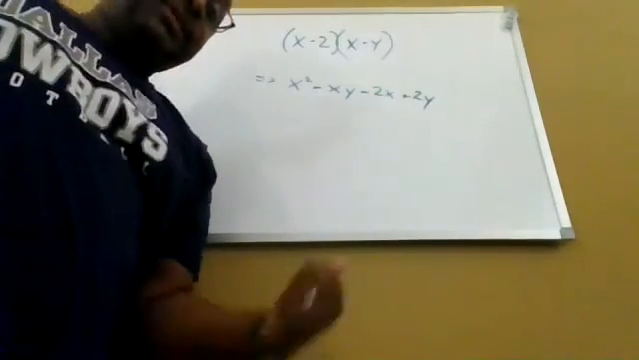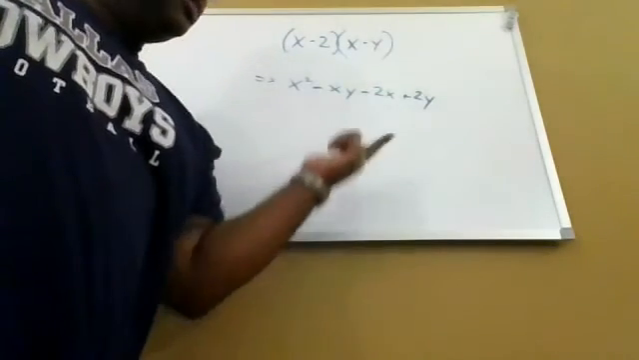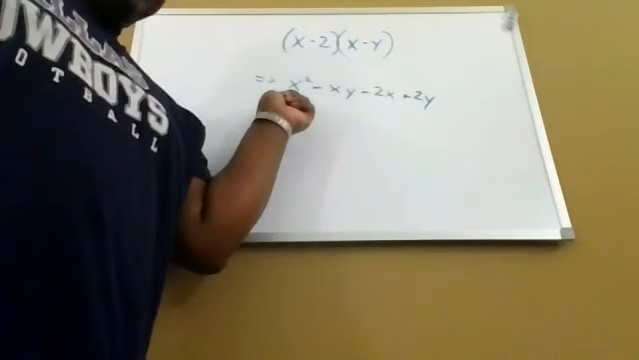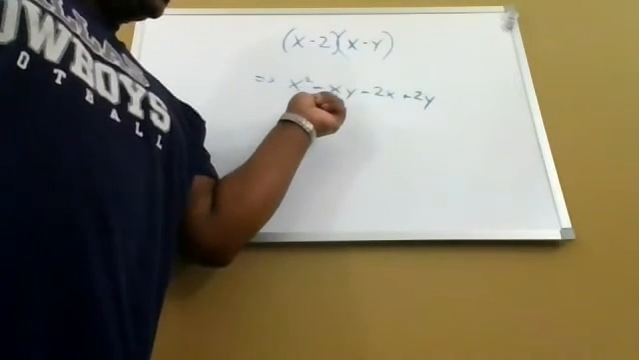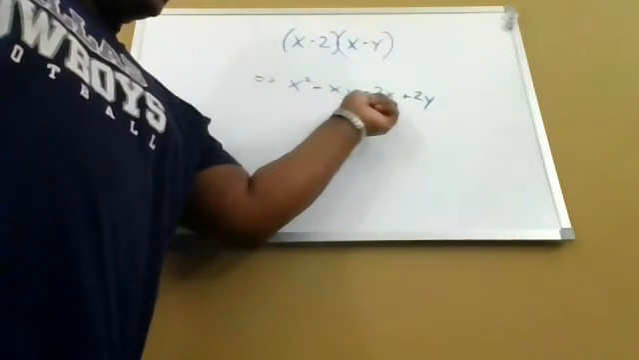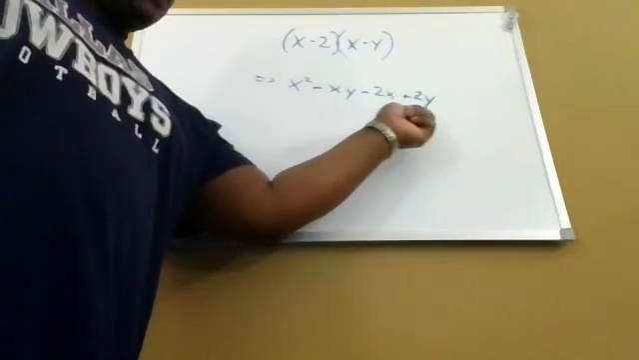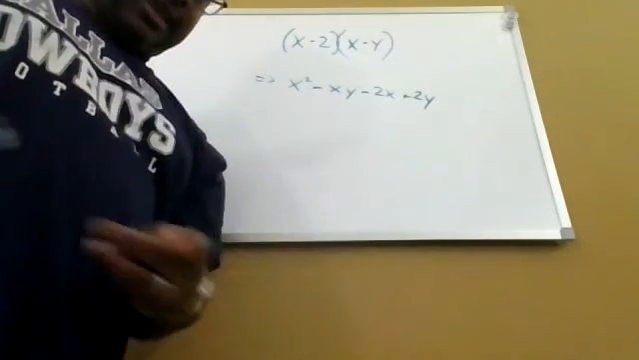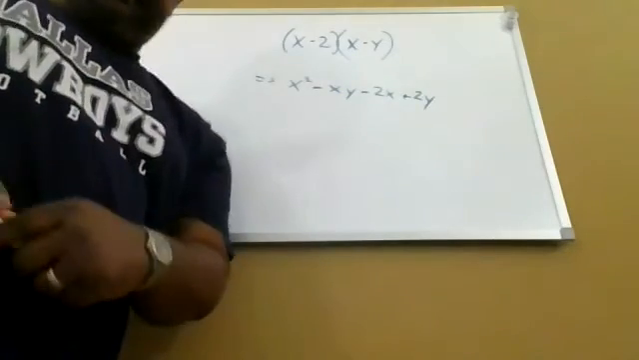And actually, this is my final answer. There are no terms here that I can combine. This has x squared, this has xy, this term has just x, this term has just y. There's nothing here to combine, so that finishes that problem too.